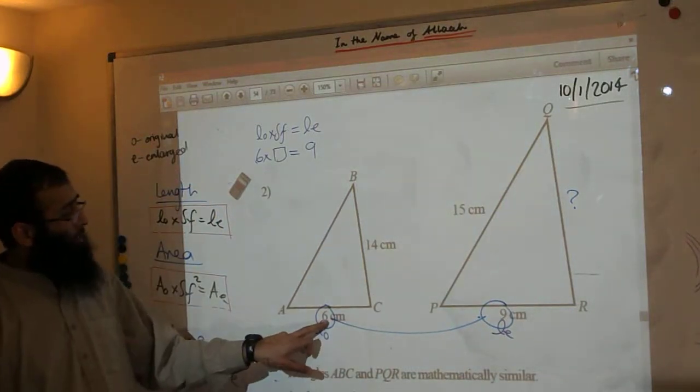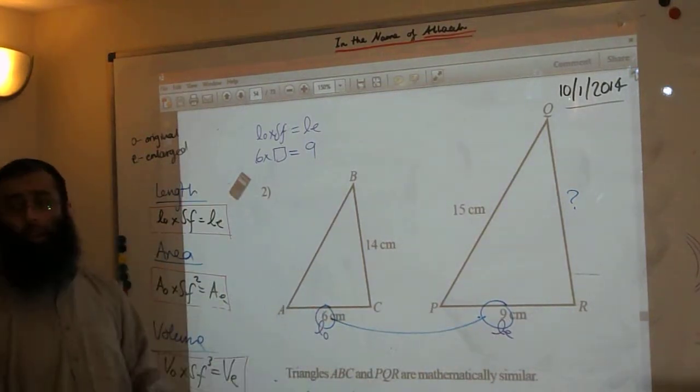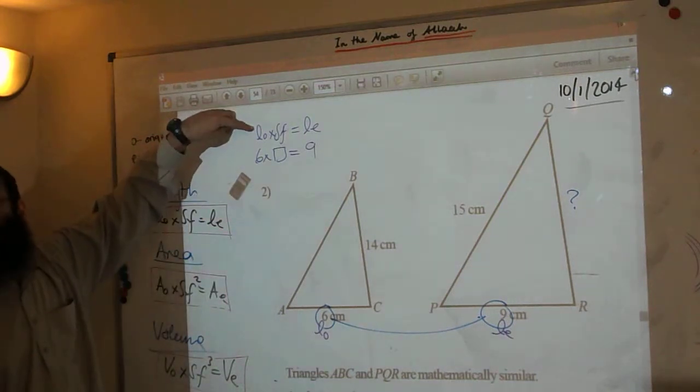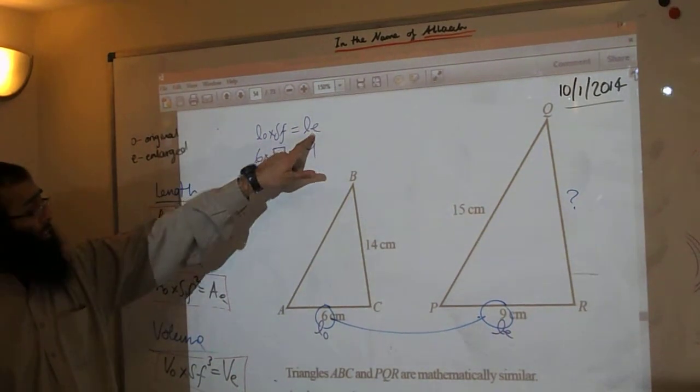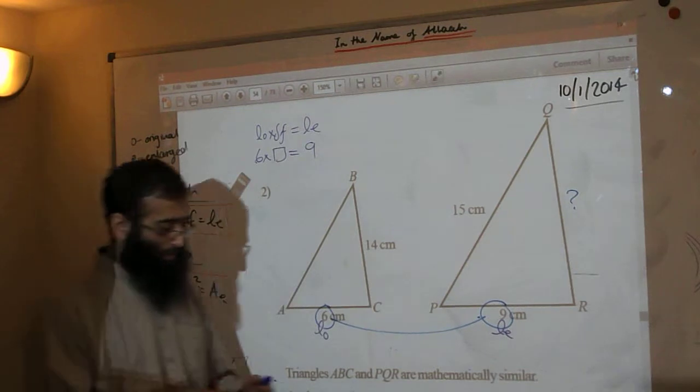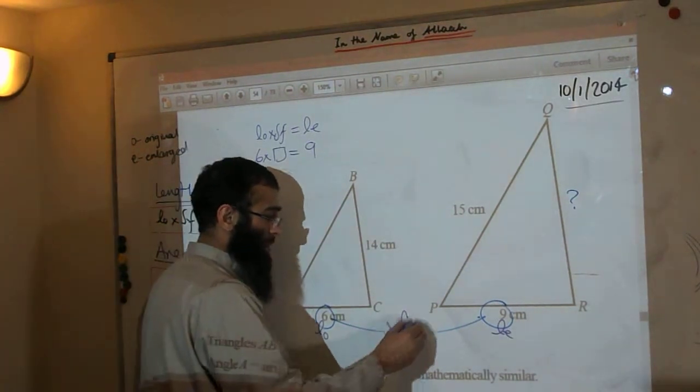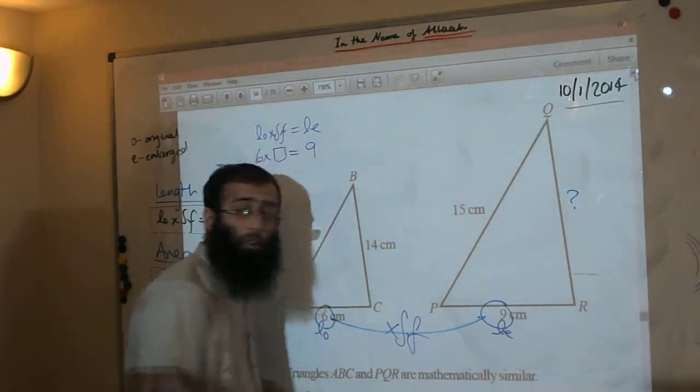We're going to use the 6 on the bottom and the 9 over here to work out the scale factor. So length original times by scale factor equals length enlarged. So this 6 times by scale factor equals length enlarged, which is 9.